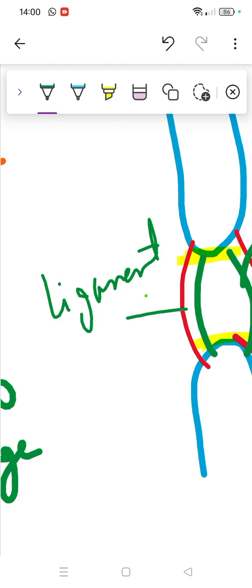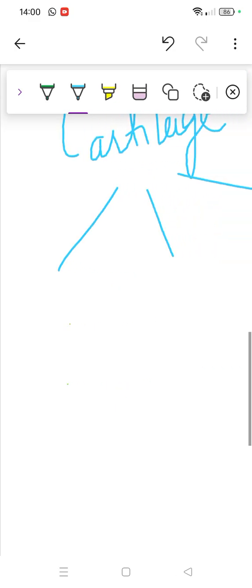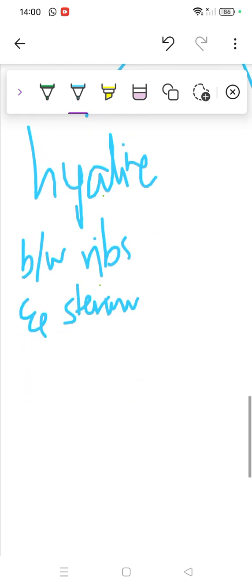Even the cartilage are of different types. So if I just tell you, we have not covered any video for cartilage, so I'm just going to introduce them here. Cartilage are of three types. First one is called as a hyaline. Hyaline cartilage, which is simply present between ribs and sternum. So what this means, our nose and the bone surface, all these things are in hyaline.